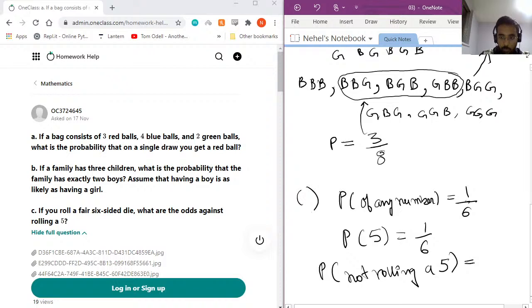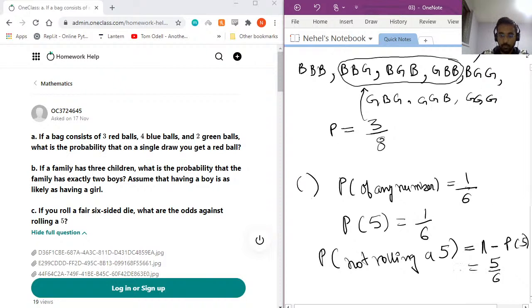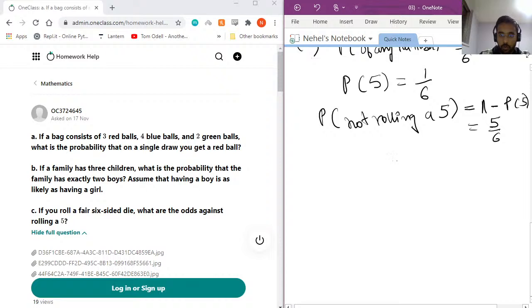So that probability would be equal to 1 minus p of 5, or it will be equal to 5 over 6. Now to calculate the odds, we have to divide the two. So we have to divide p of 5 with p of not rolling a 5. So that will give us 1 over 6 divided by 5 over 6, or it will give us the odds to be 1:5.